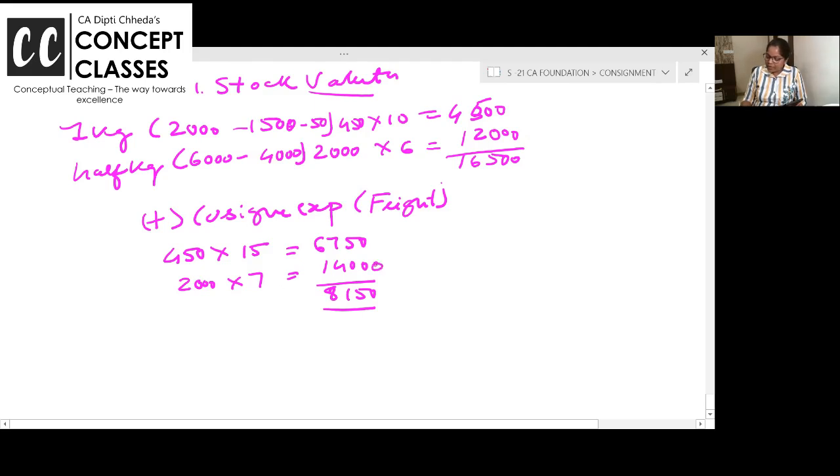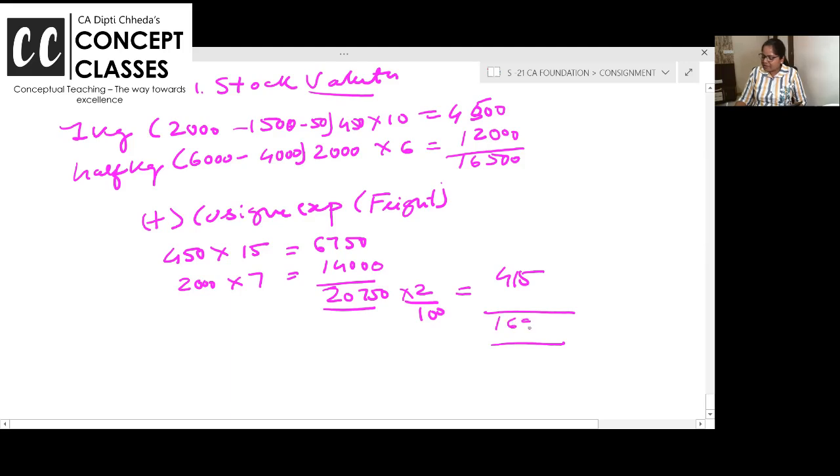6750 and 2000 units, 14,000. Change, one total mistake was made. 2000 into 7. 20,750 is the selling price. Freight is 2% of the selling price. Because freight is 2% on selling price, every time we are calculating the selling price.